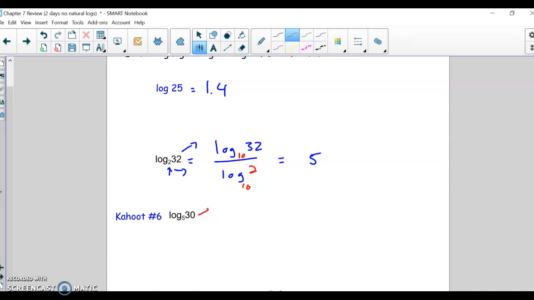Again, if you don't have the fancy button, this number is going to go up, that number is going to go down. So you do log of 30 divided by log 5, and your answer is just a little bit more than 2.11.